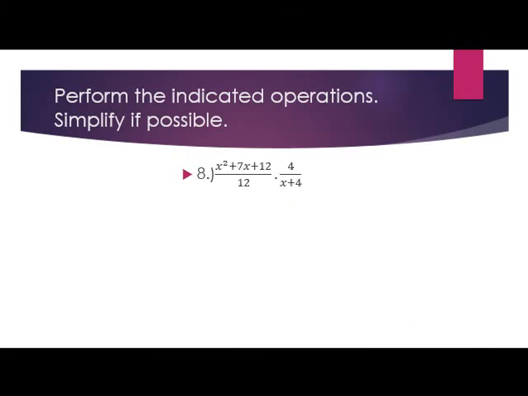The thing that needs factored is the numerator on the first fraction. It factors x plus 3, x plus 4. Although I did factor, 12 is 3 times 4, so I could cancel the 4's and the x plus 4's. Final answer is x plus 3 over 3. Remember, do not cancel the 3's. There's a plus sign up there. You have to be multiplied.